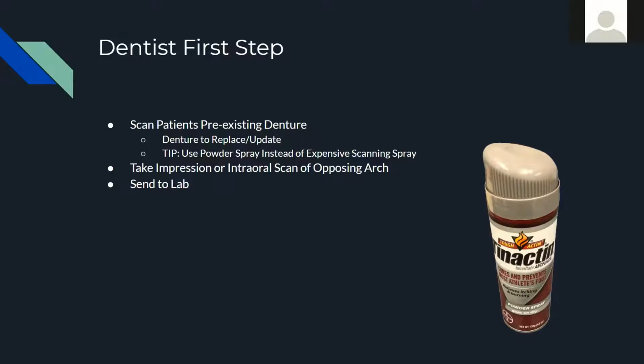Then you'd take the impression, or you could scan the opposing arch, and you would do this if this is a single denture as opposed to a full denture that you're doing for them. Then you'd send that back to the in-house lab.